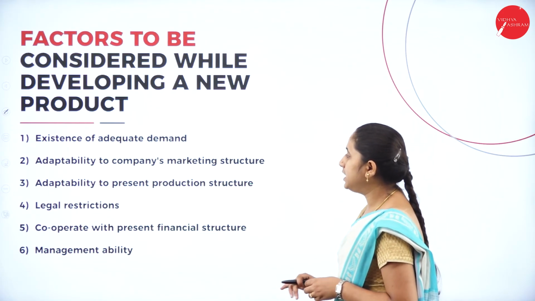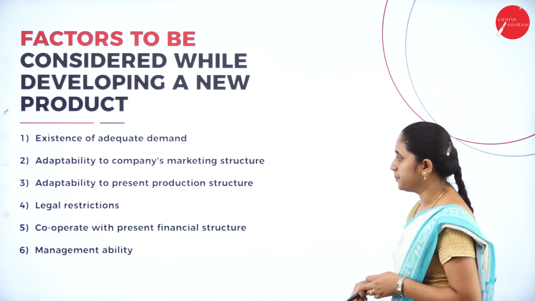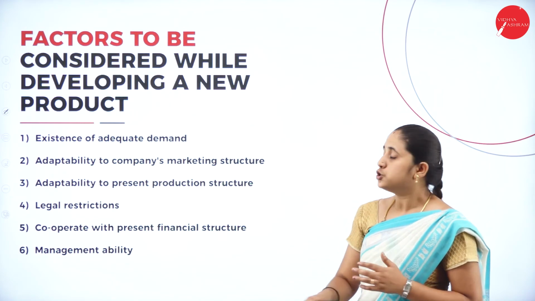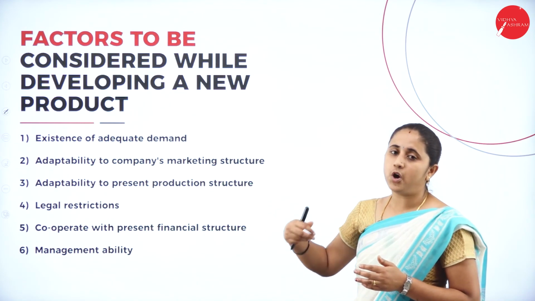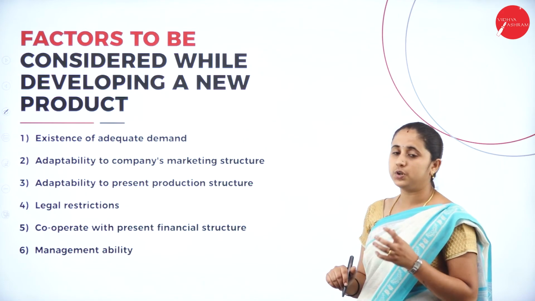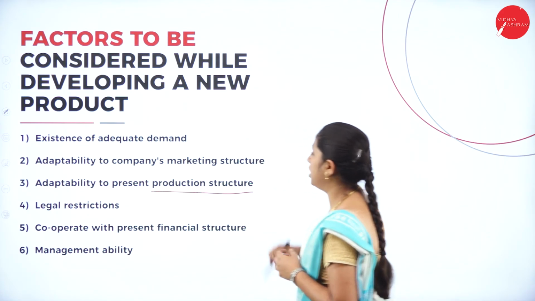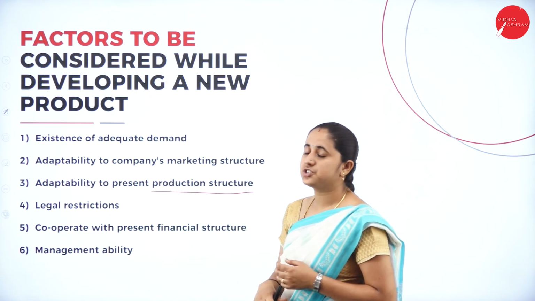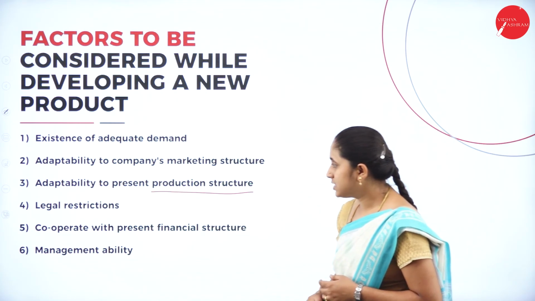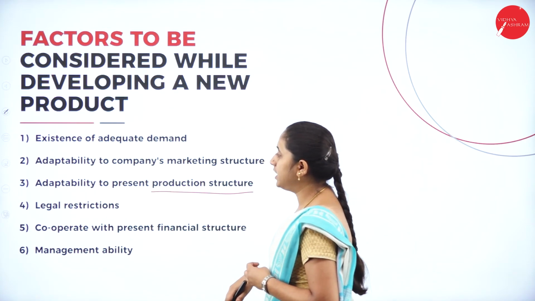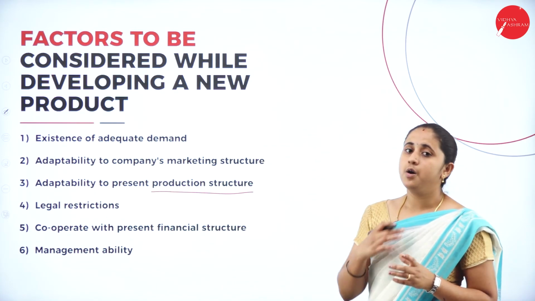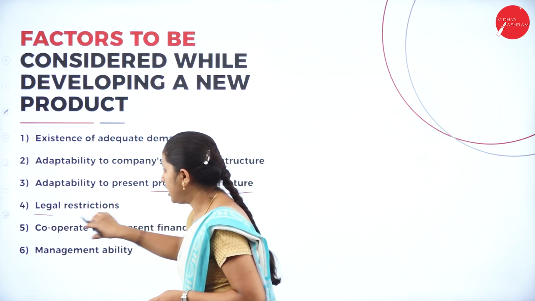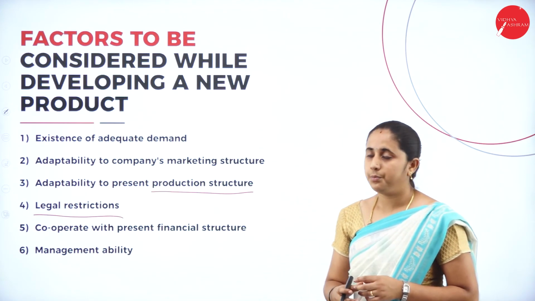Then adaptability to present production structure. For the production purpose, you need machineries and premises. So it should be able to adapt to the existing production structure. You need to concentrate on the present production structure. The new product can be adopted for the existing production structure or not. Next, legal restriction. In legal restriction, you need to register your product label, packaging, all these factors. First you need to register, then start producing the product.